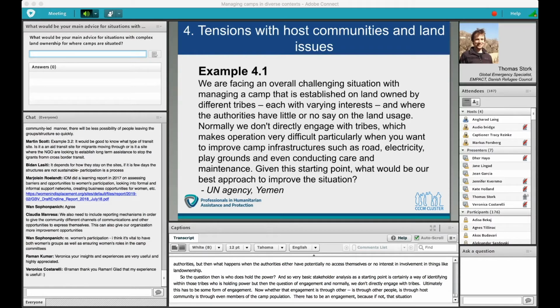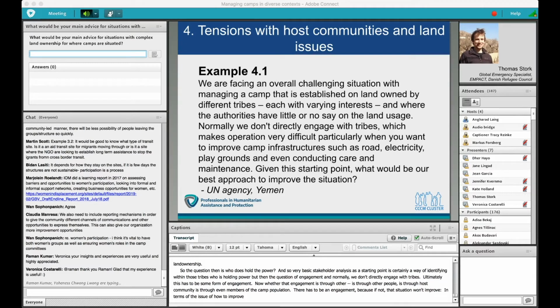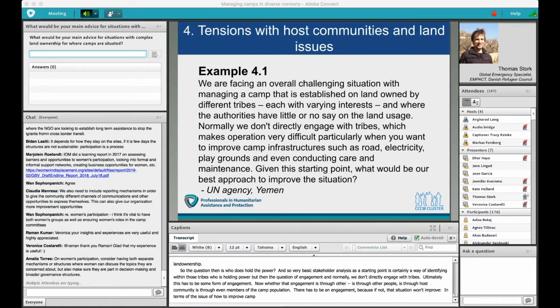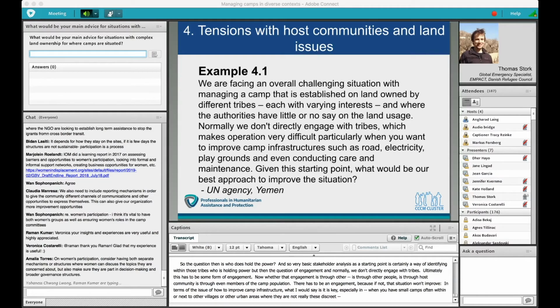In terms of the issue of how to improve camp infrastructure, what I would say is it is key, especially where you have small camps, often within or next to other villages or urban areas, where they're not really discrete. And I'm thinking of Iraq, where some of the camps can be really in the middle of nowhere, to look not only to improve the camp infrastructure, but to improve the area infrastructure.